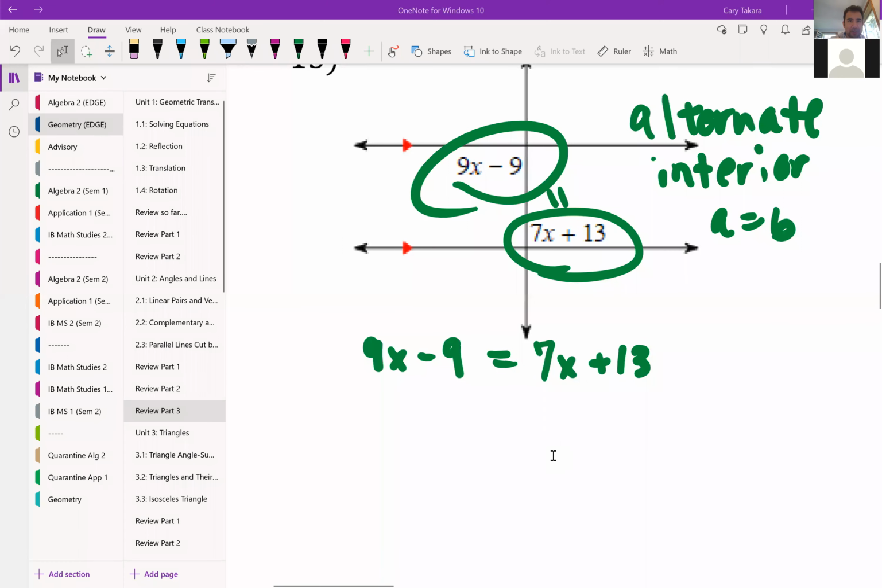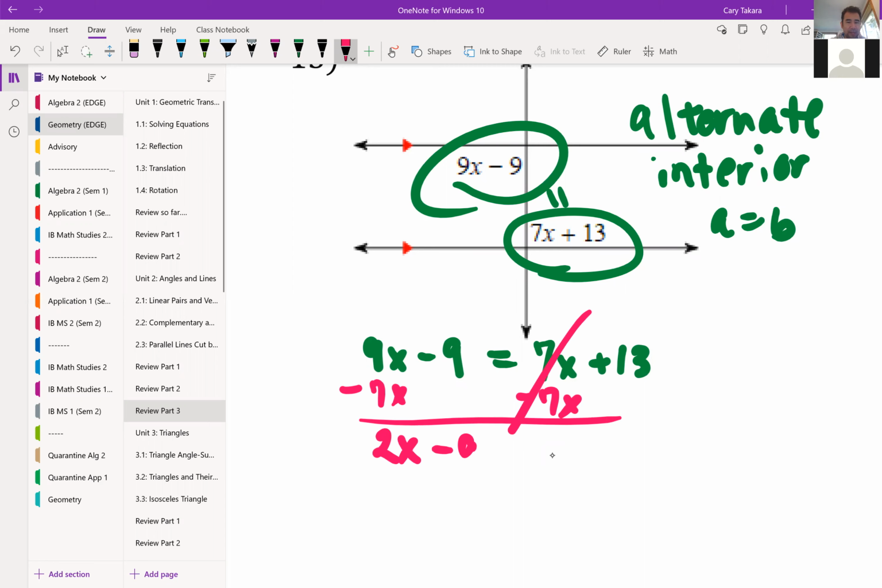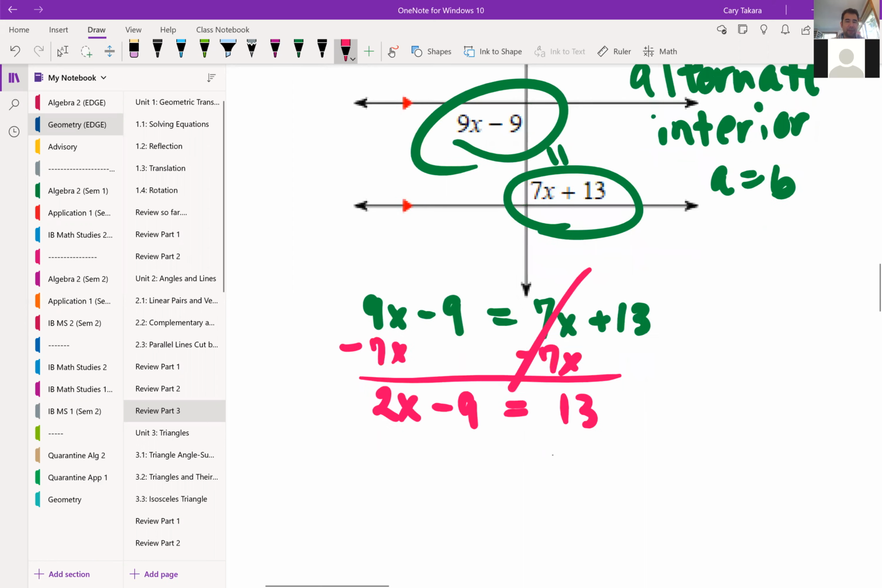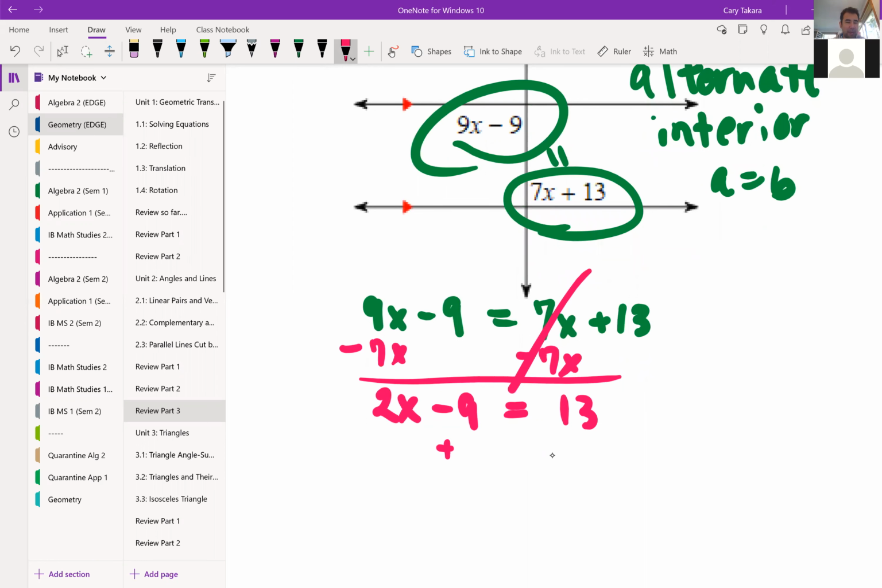So we need to subtract 7x on both sides. That's gone. 2x minus 9 equals 13. Now I'm going to add 9.